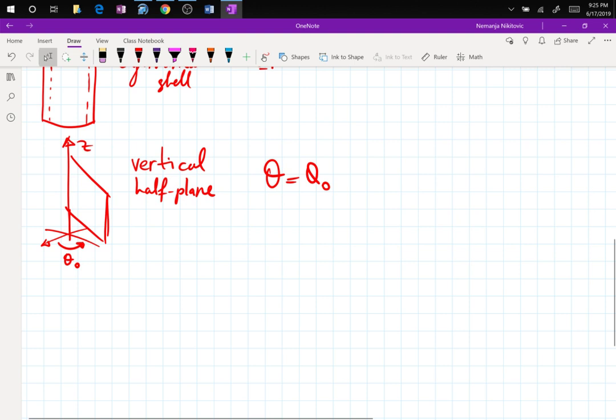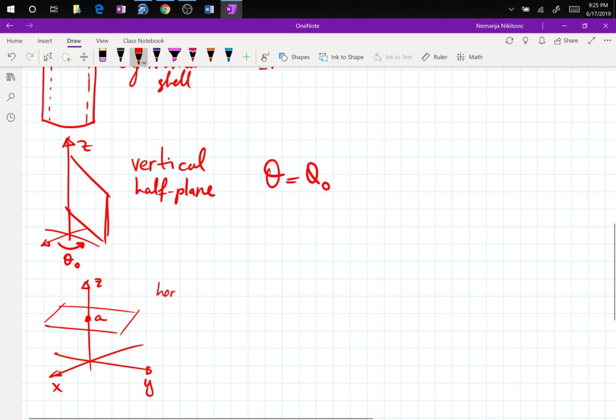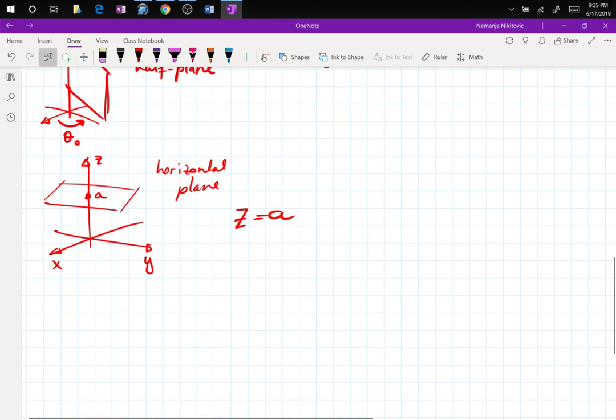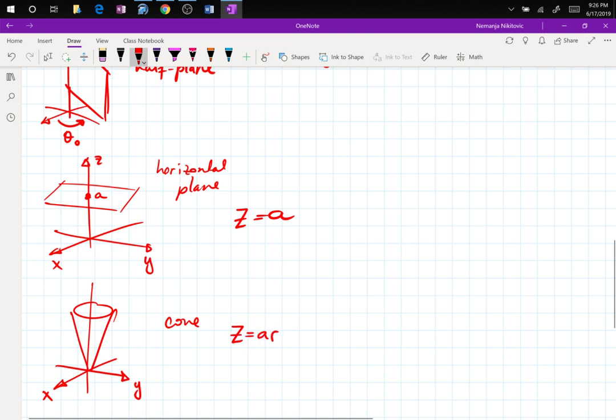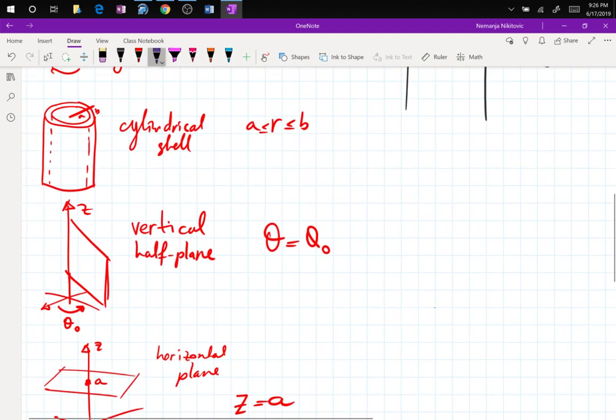Oh, a horizontal plane, that one is easy, but that one is not cylindrical, that's also rectangular. So if you have your standard xyz, you have a plane over here, which is z equals a. So horizontal plane. And finally cone, z equals a r. So these are some basic shapes in cylindrical coordinates.